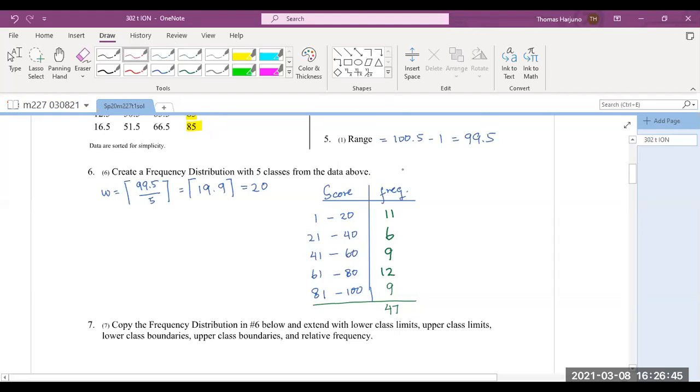Okay, maybe I write a little note. Data point 100.5 can be put into the last class because the upper class boundary is exactly 100.5. Okay, so it is justifiable to do so.